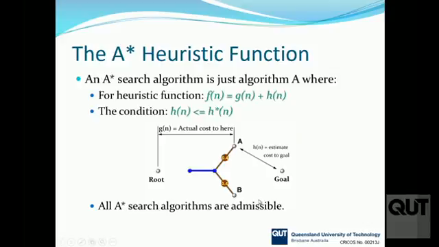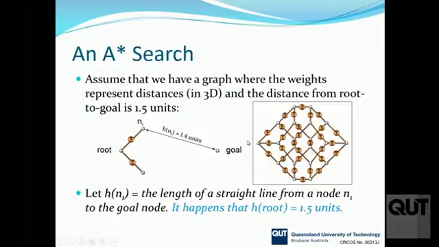All right, so how does the A star search work? So let's again assume that we have a graph where we have weights representing distances. So this is just a mock-up. It's not a real one, but it serves a purpose for our example.